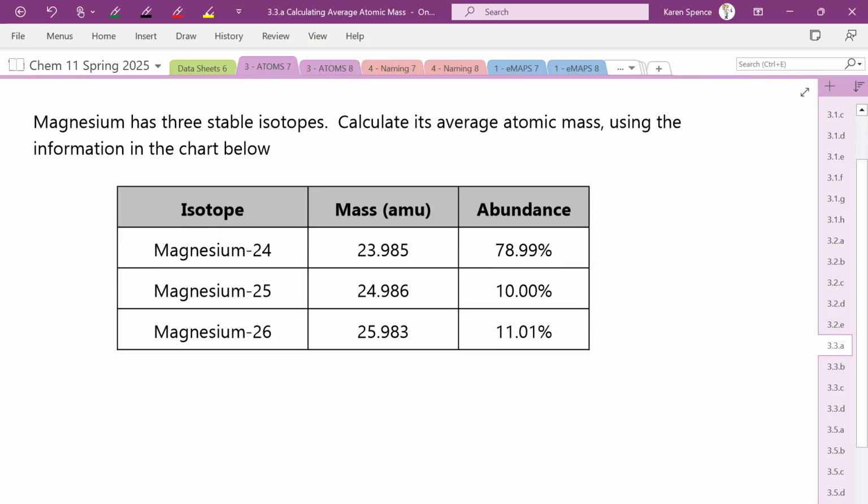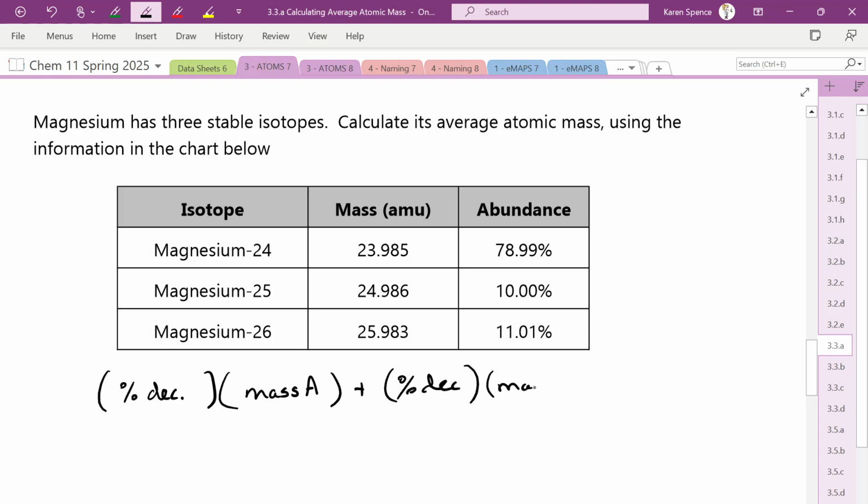Do you guys want to try this one on your own? Okay, magnesium has 3 stable isotopes. Give it a go. And remember, you don't need to write out everything. All you need to do is your percent as a decimal. Yep. We have a 23.9.